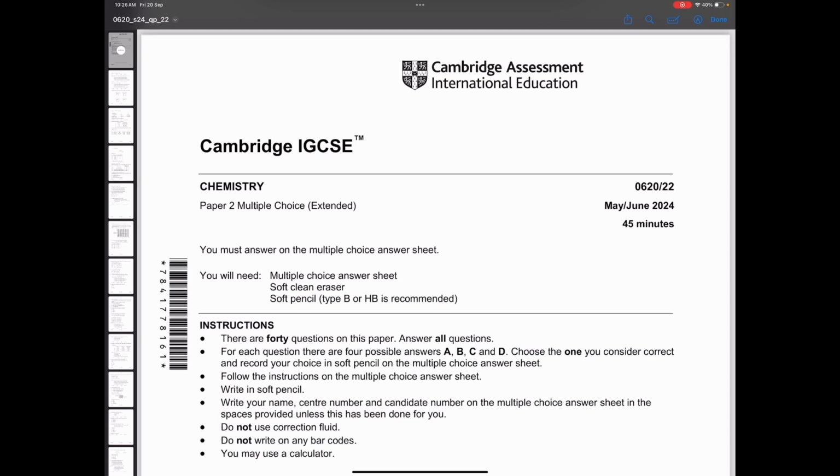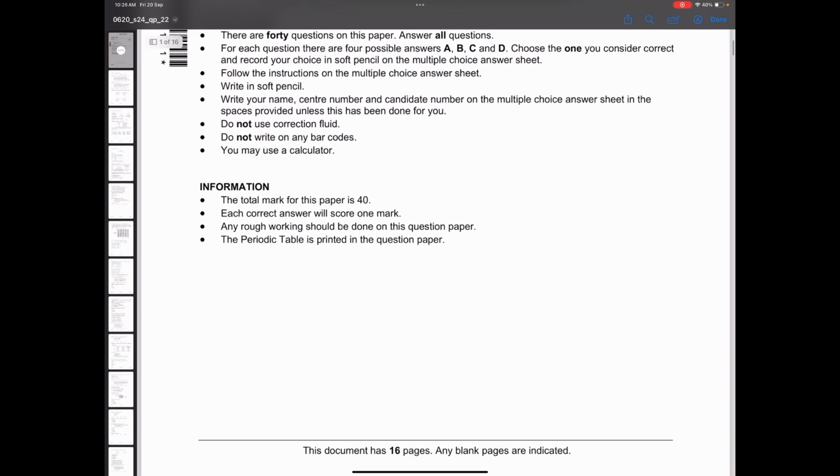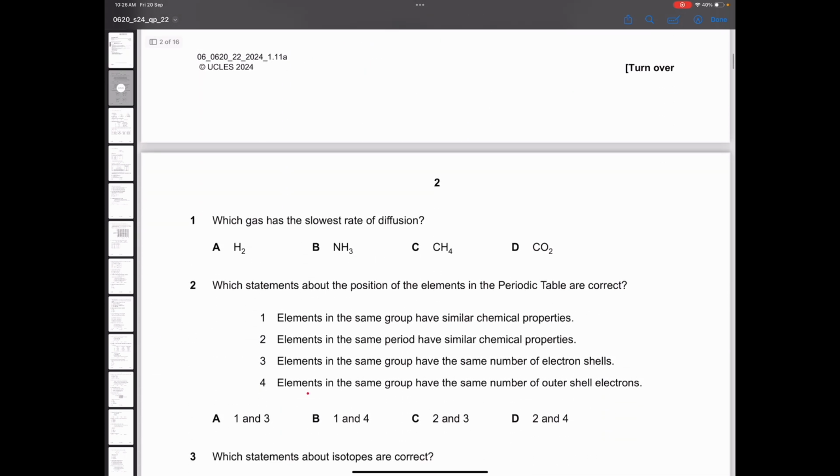Today we are solving IGCSE Chemistry May-June 2024 and this is the MCQ extended paper, so paper 22. Now let's start with the first question. Which gas has the slowest rate of diffusion?